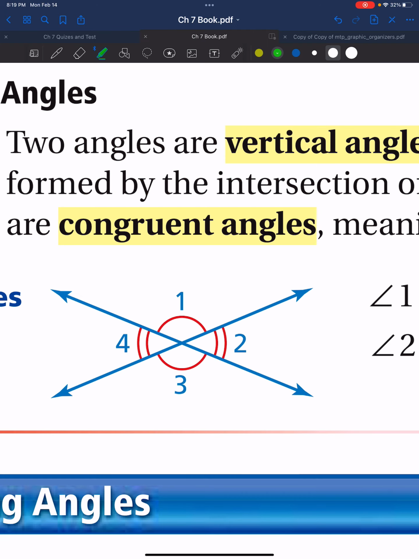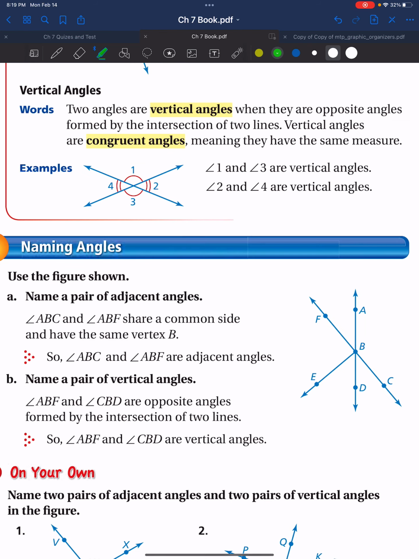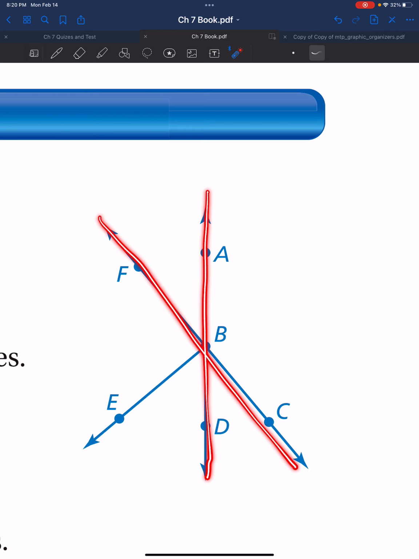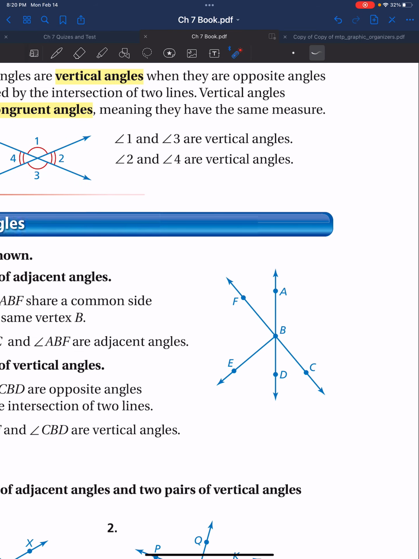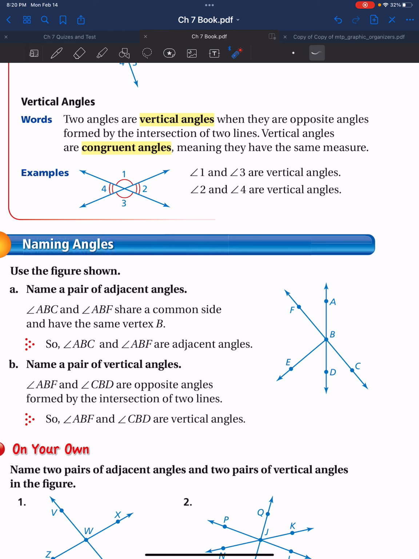All right, so all we've done so far is just read the key idea. Let's go look through some of these examples. Naming angles. Whoa, look at this picture. We've got some crazy lines intersecting. I've got a line here, and then I've got a ray coming out of that line. Pretty crazy. And then I've got points all over the line. It looks like the common vertex they all share is B, and then there's a point on all the lines. Name a pair of adjacent angles.